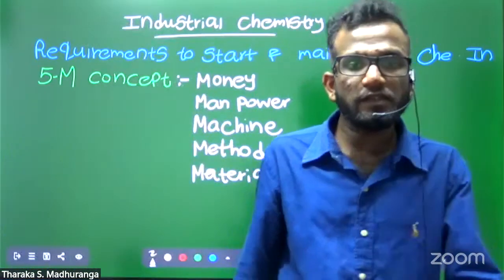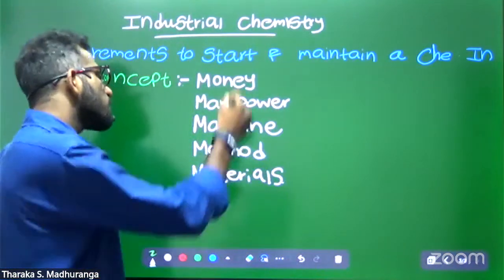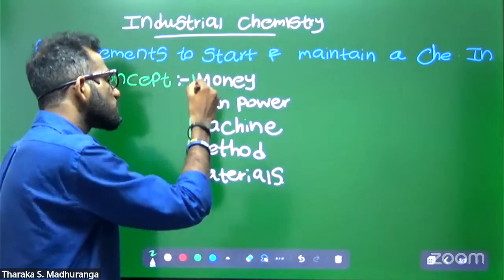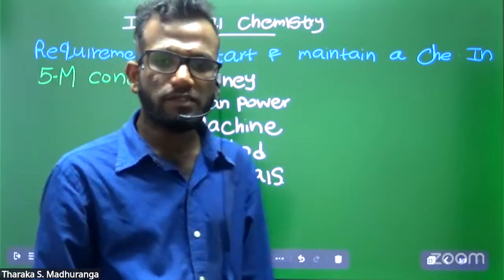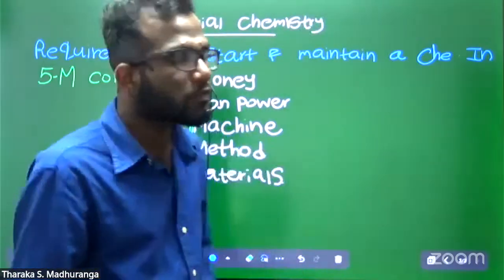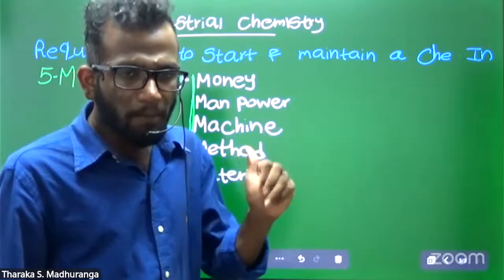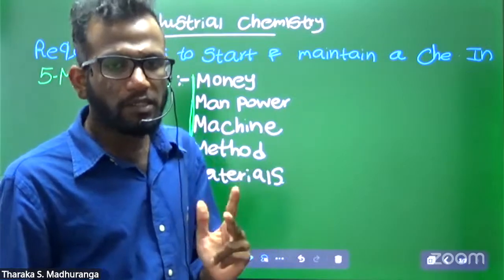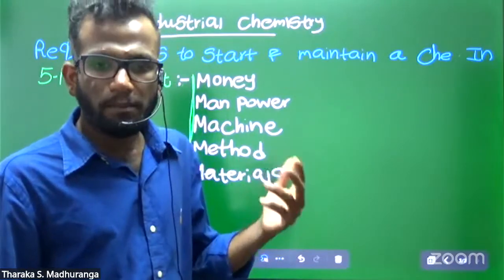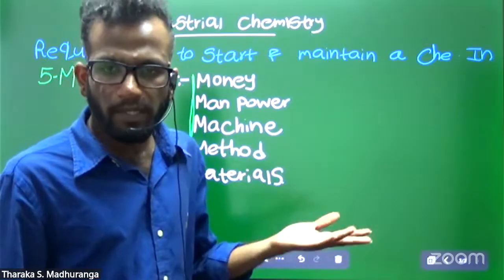This is the 5M concept. You can see all the requirements start with M. That's why we call this concept the 5M concept. What are the 5M? Money, manpower, machine, method, material.